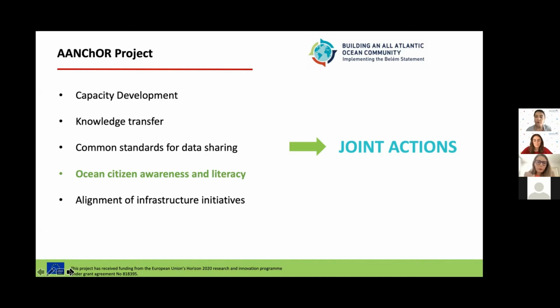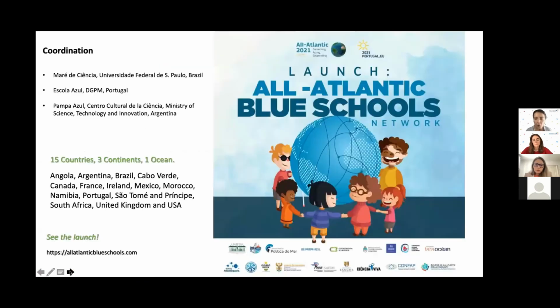We got a panel of stakeholders and experts from all these different areas: North America, Canada, Brazil, South Africa, Cabo Verde, Angola, and of course from Europe, from previous ocean literacy projects like Sea Change that was mentioned here. And what we came up with was this network of All Atlantic Blue Schools.